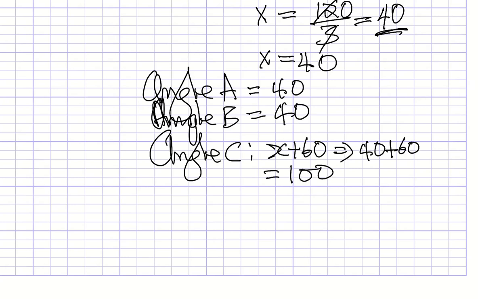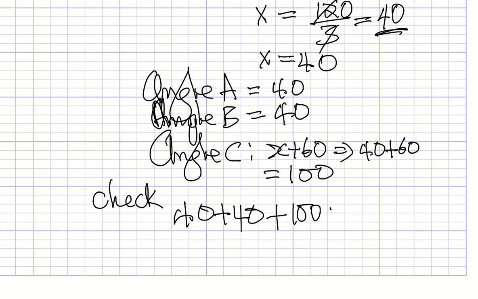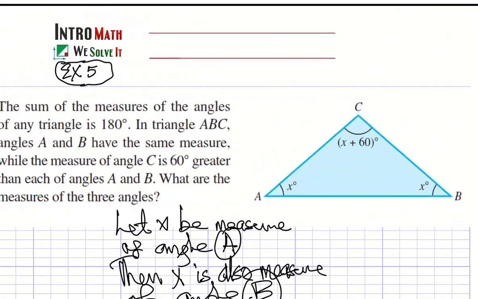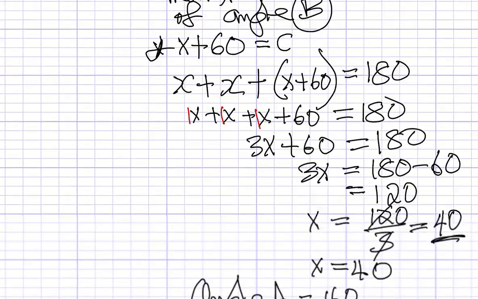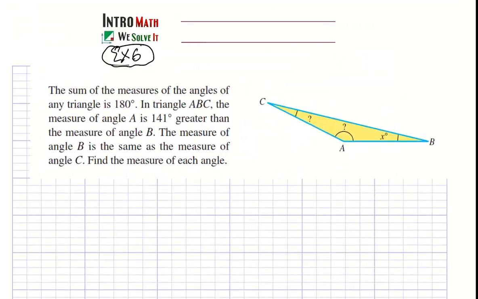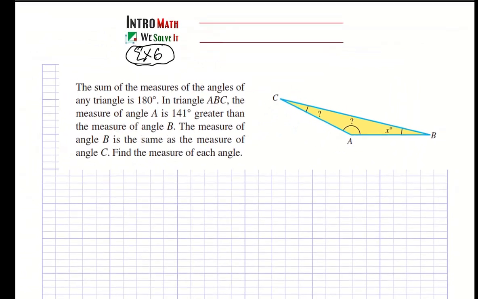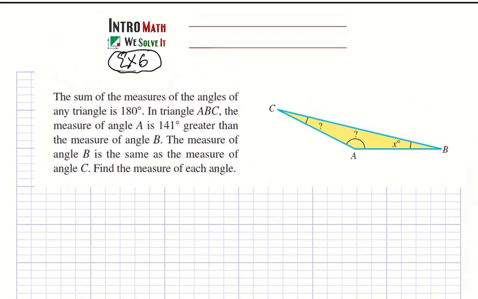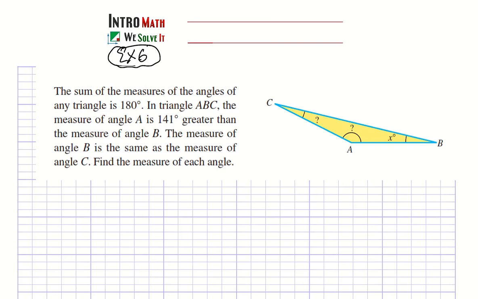Okay, so we're done with the problem. We just need to check. We'll check: 40 plus 40 plus 100, what is that? That's 180. So that's what we started with. The angles sum up to 180, and then we're done with this problem. We'll move on to something else. Easy come, easy go. That one was easy, okay?